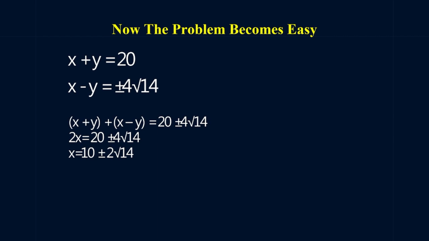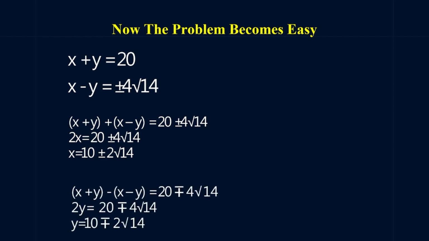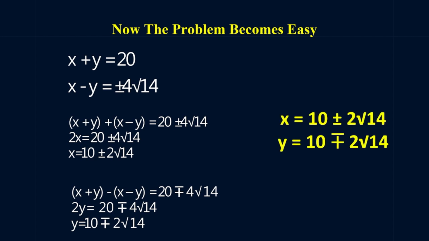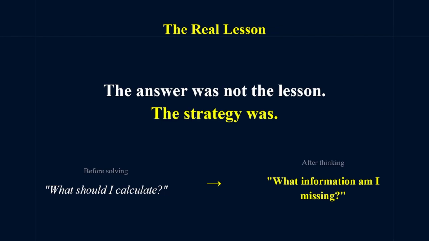Now use x plus y equals 20. Subtract x from both sides. y equals 10 minus or plus 2 square root 14. So our two solutions are 10 plus 2 square root 14 and 10 minus 2 square root 14, or the same pair with x and y exchanged. Both represent exactly the same solution, but honestly, that was never the interesting part.